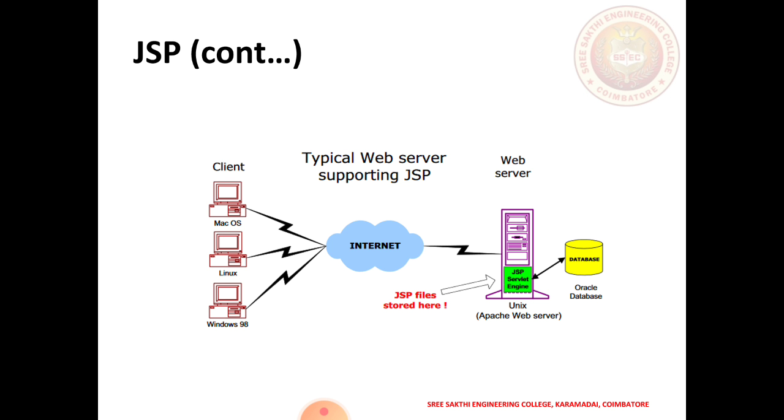Let's see how the client makes a request to the web browser. When a client makes a request over the internet, the JSP source code runs on the web server in the JSP Servlet Engine. The JSP Servlet Engine dynamically generates the HTML and sends the HTML output to the client web browser.